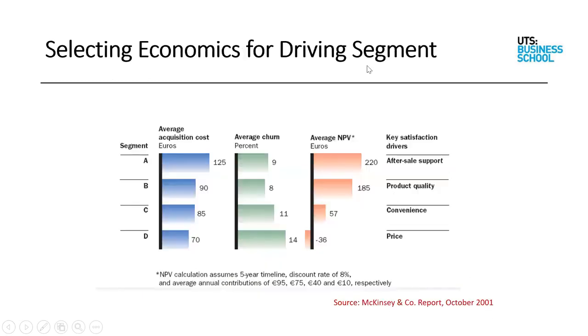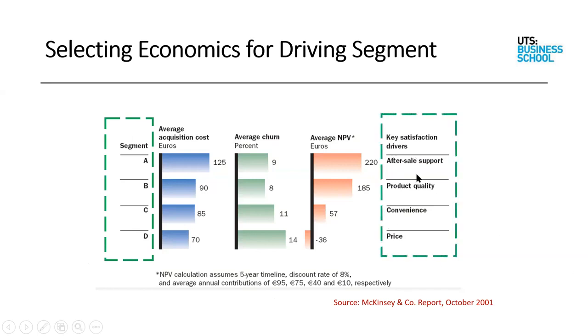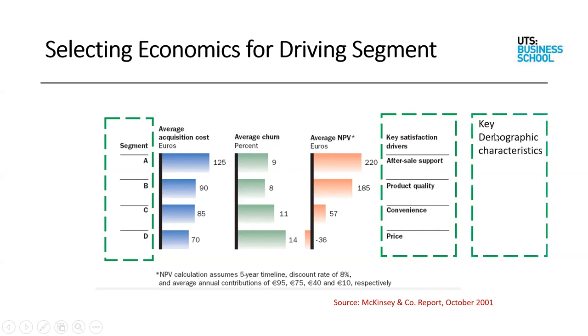Now, how do you select a particular segment? If you've identified 3 to 4 segments in the market, how would you go about selecting those segments? This is an important part as well. You have, in this example, 4 segments over here. You have uncovered, based on the descriptors, what the key satisfaction drivers are: segment A goes for after-sales support, segment B goes for product quality, segment C values convenience, and D is a price-sensitive segment. So the key driver has been listed for each of the segments. Similarly, if you have demographic information, you could also list the key demographic characteristics across the segments if they are very unique. That will give you a big picture of what each of the segments is all about.